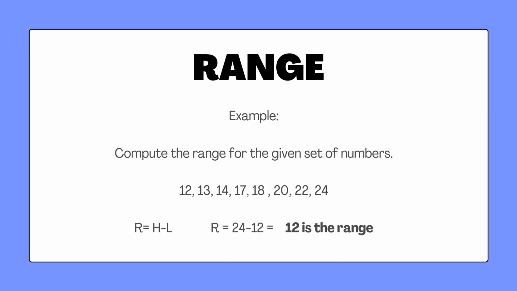Example: compute the range for the given set of numbers 12, 13, 14, 17, 18, 20, 22, 24. To compute the range, we use the formula range equals highest or maximum value minus lowest or minimum value. In the given set of numbers, the highest or maximum value is 24. Lowest or minimum value is 12. Range equals 24 minus 12. So the range is 12.